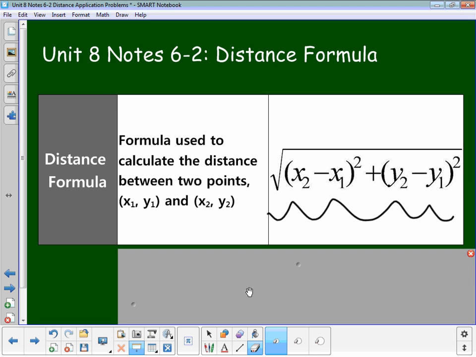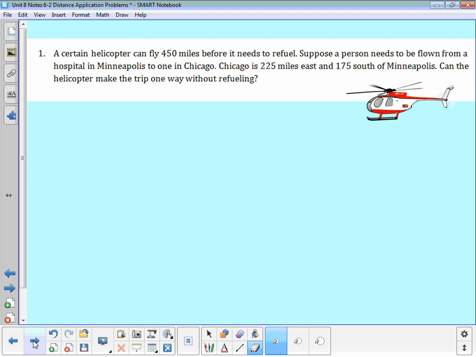So the first thing I want you to do is get that distance formula written down in that box just so that you have it going forward for today. Okay, you're going to need that for a lot of the problems that we do. So let's start with number one.